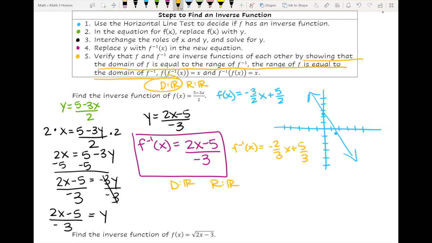So the domain of my original function is supposed to equal the range of the inverse, which the ones I circled, those are both all real numbers, they're the same. And the range of the original is supposed to be the same as the domain of the inverse, which again is true. So we can tell that yes, we got the correct inverse function.